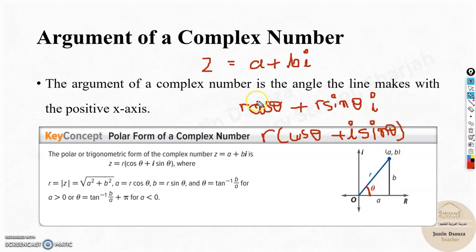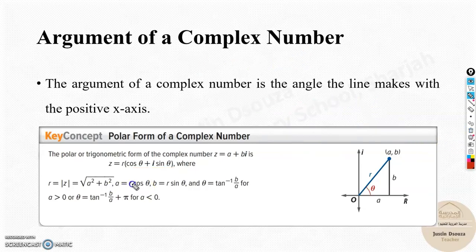But remember, this is how we get it. But we don't write all these steps. We just take z is equal to r (cos theta plus i sin theta) as the polar form. And you can see the formula over here. A is r cos theta, B is r sin theta. Now this is fine. This is not generally used, only to find this.